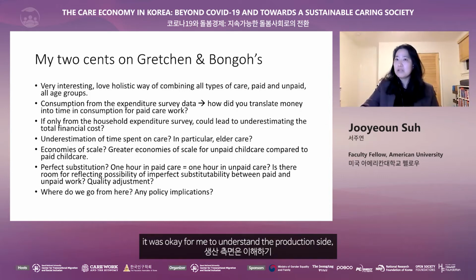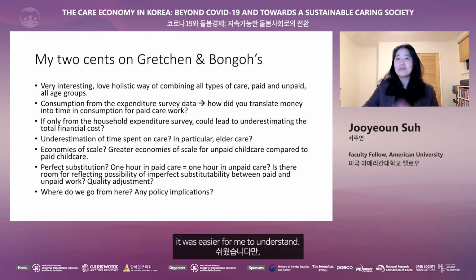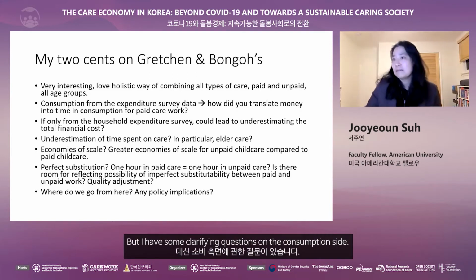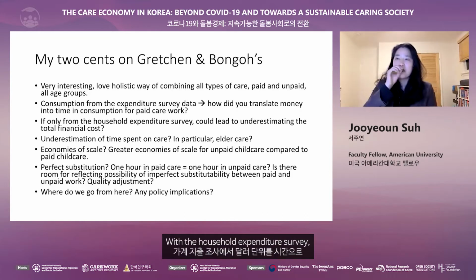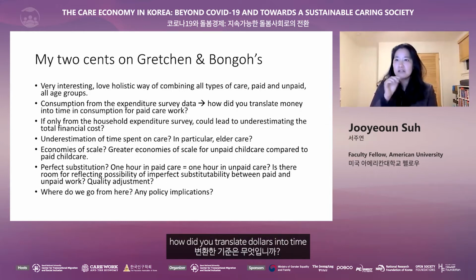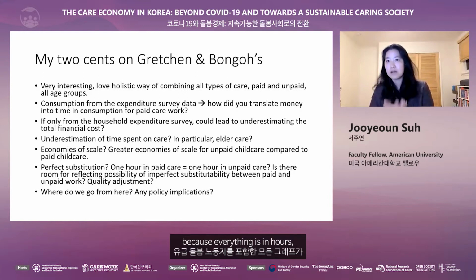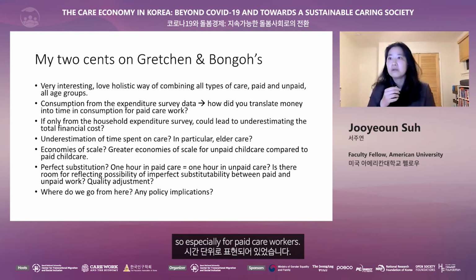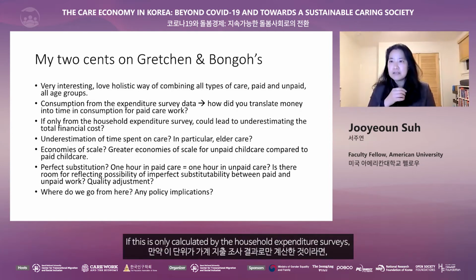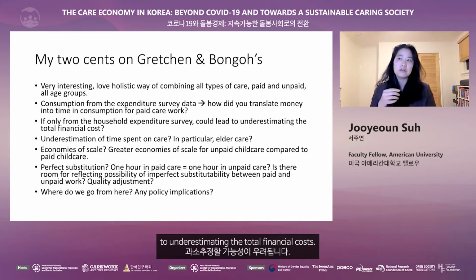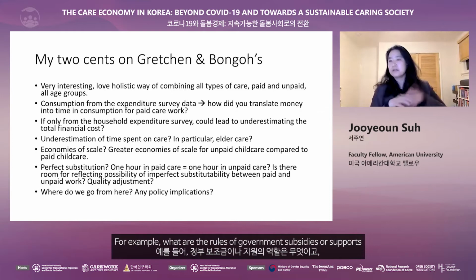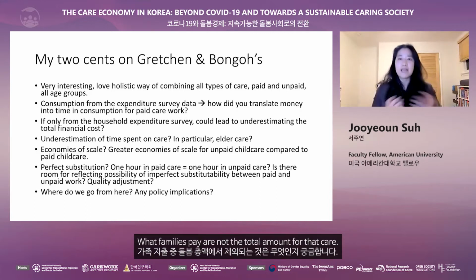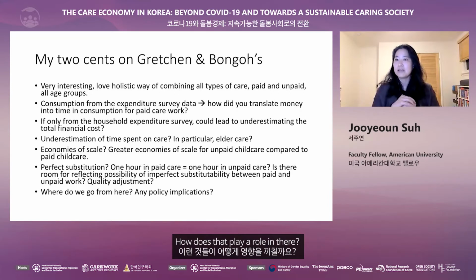But then I have some questions about the consumption side. It was easier for me to understand the production side, but I had some clarifying questions on the consumption side. So with the household expenditure survey, how did you translate dollars into time? Because everything is in hours, especially for paid care workers. And if this is only calculated with the household expenditure surveys, then I wonder whether the numbers could lead to underestimating the total financial cost. So for example, what are the roles of government subsidies or supports? Because what families pay is not the total amount for that care. So how does that play a role in there?